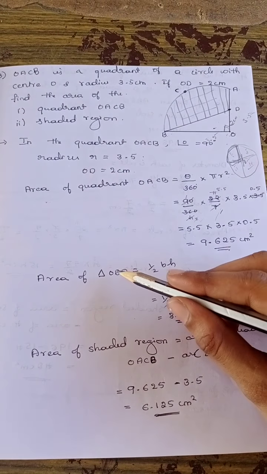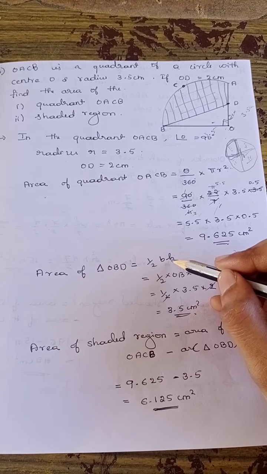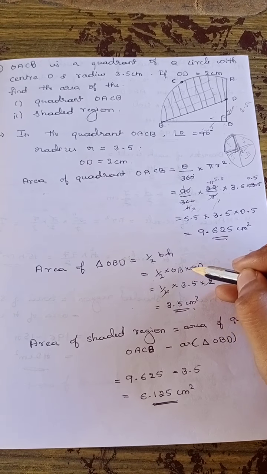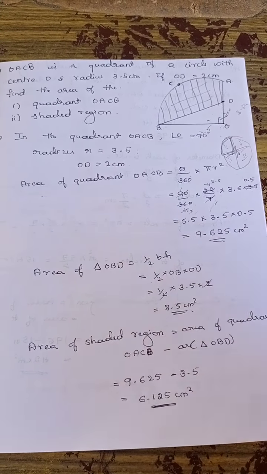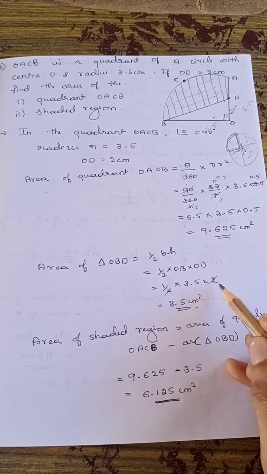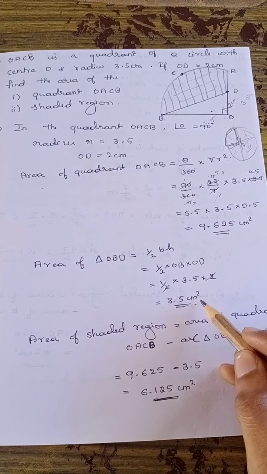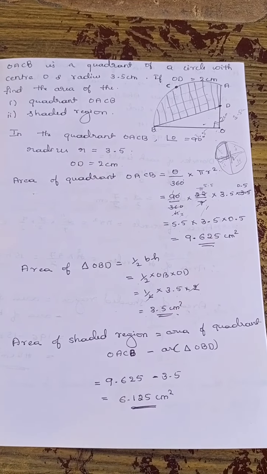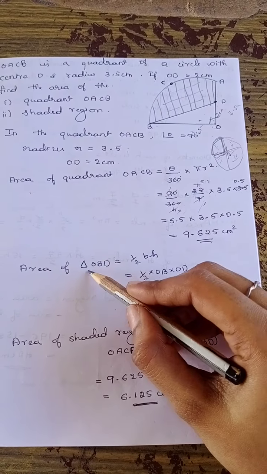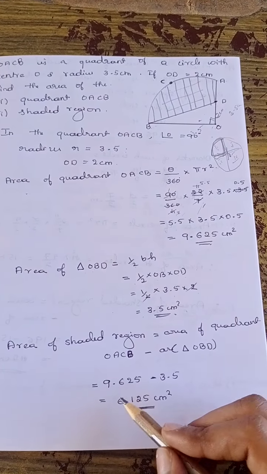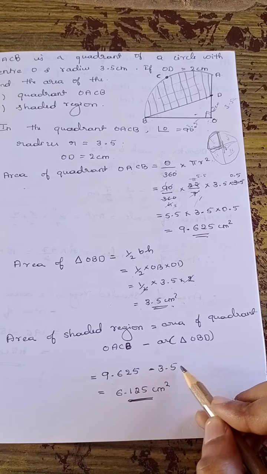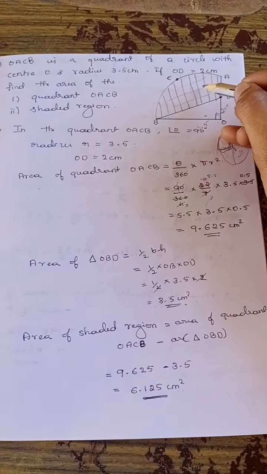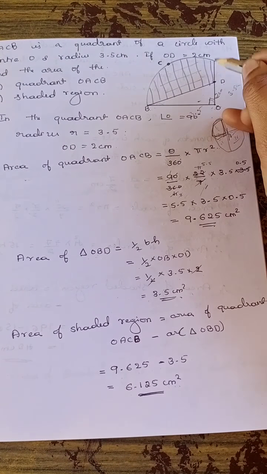Therefore, the area of triangle OBD is equal to half into B into H, that is half into B value, breadth is OB, into height is OD, that is half into 3.5 into 2, which is equal to 3.5 centimeter square. Now we have to find the area of the shaded region. Area of shaded region is equal to area of the quadrant minus area of this triangle BOD, that is 9.625 minus 3.5, which is equal to 6.125. This is the area of the shaded region BDAC.